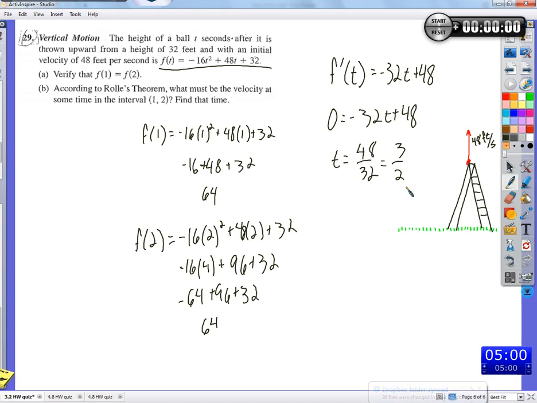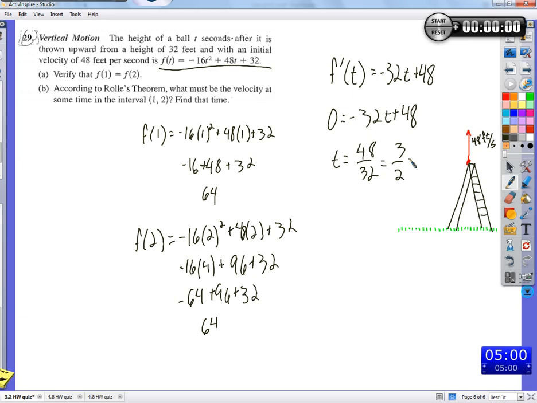Yeah. Now, we want to do this work. I want to see this work. If it asks you to do this work, I want you to use calculus to do this work. But if you didn't know any calculus, and you knew that at time 1 it was at 64 feet, and then you knew intuitively it goes up and then comes back down, it's at 64 feet again, where would it have to stop? Halfway between 1 and 2, 1 and a half.